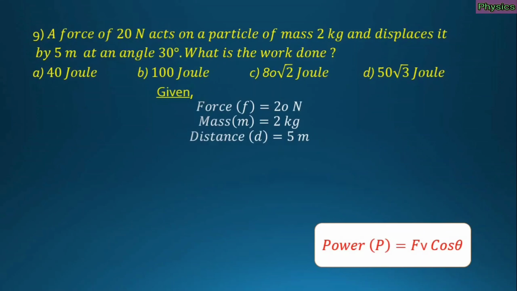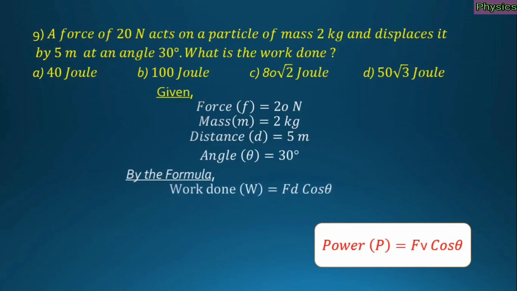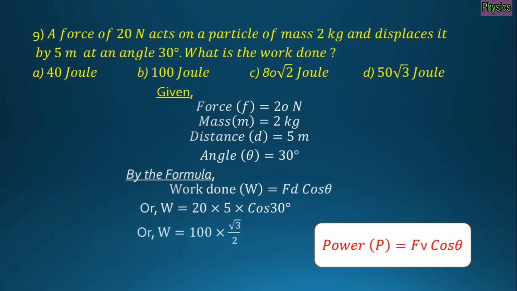Now you have to remember the formula, that is work done equals F d cos theta, and power equals F v cos theta. These are very important, frequently asked questions. Then work done W equals force into distance into cos 30 degree. Cos 30 degree means root 3 by 2, so W equals 100 into root 3 by 2, that is 50 root 3 joule. Option D is the answer.